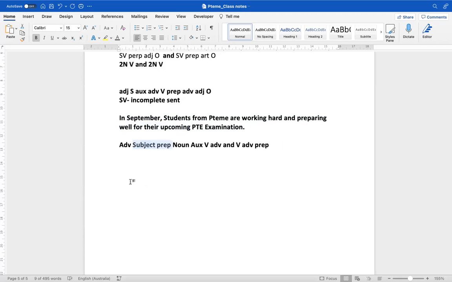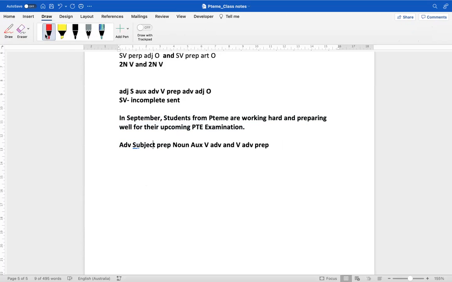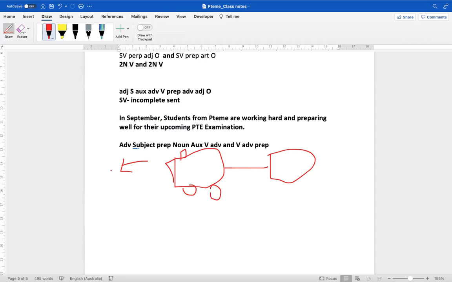If the train is going this side, if you leave the first compartment, okay, this is one compartment and this is another compartment, and yeah, this is the engine. So if you remove this link, this will go away and this will stay behind. Okay, this will leave. Similarly, if you remove for, this will go away. Students from PT are working hard and preparing well. That's it. That is my sentence.